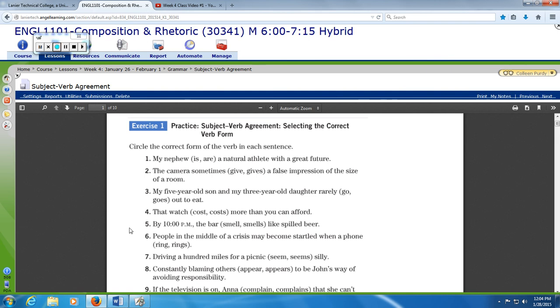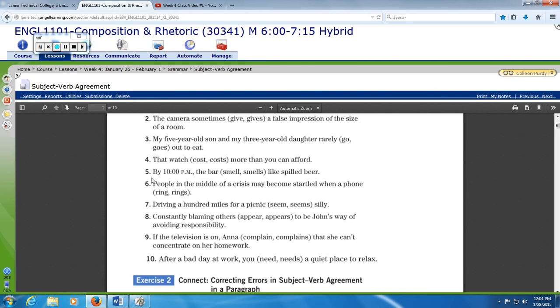So I think we've already gone through number 5, but let's look at number 6. People in the middle of a crisis may become startled when a phone rings. In the middle of a crisis are 2 prepositional phrases. So the subject and verb of this first clause is people, that's a subject, may become is your verb. And that's a linking verb, because we're showing a state of being, or we're describing people. Startled is your adjective. Okay?